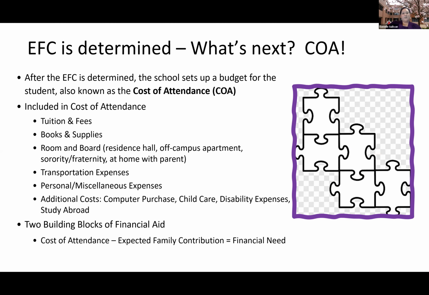It also includes transportation expenses to get to and from school, and then a personal and miscellaneous budget because you need things throughout the year to live. And then some additional costs could be a computer purchase, or if you have children and need childcare, disability expenses, and study abroad. And we call EFC one of the building blocks along with cost of attendance. There really are two building blocks of financial aid, because without them, we can't determine how needy a student is and determine their financial need, which we'll talk about later, what kind of aid is considered a need-based piece of aid. So these are our two building blocks that are important in terms of financial aid.